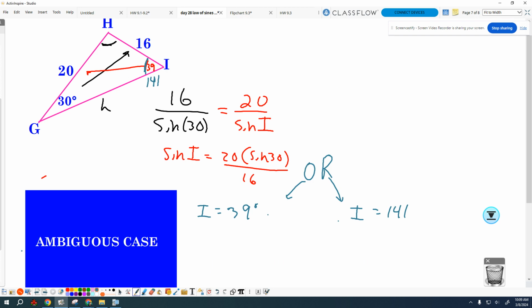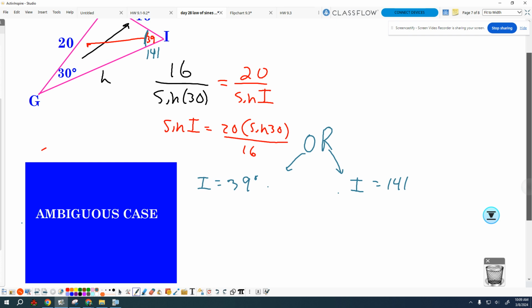Hence the word ambiguous. So then you have to find all the pieces of both triangles, because maybe he wants the big fat one and he wants the skinny one. They both work. You have to find that for everything. It's only 3 pieces.